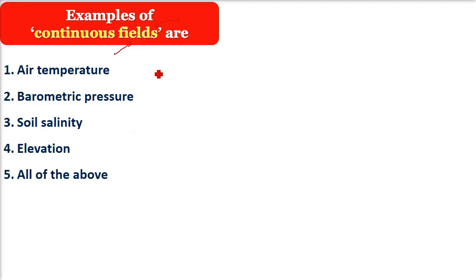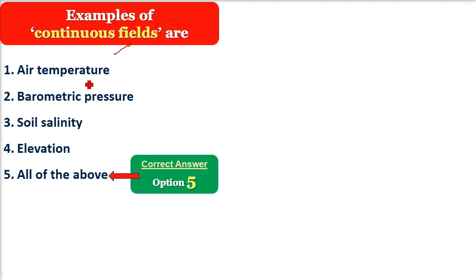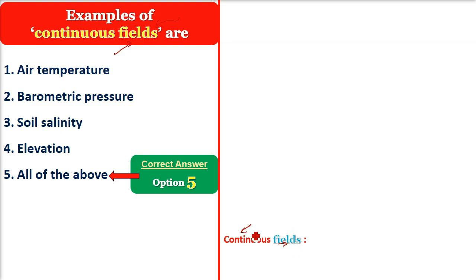Now what is the answer? The answer is all of the above. All of these are continuous fields. Now fields in geography are the way of representing geographic phenomena which are naturally occurring, and those which are continuous without any break are called continuous fields.